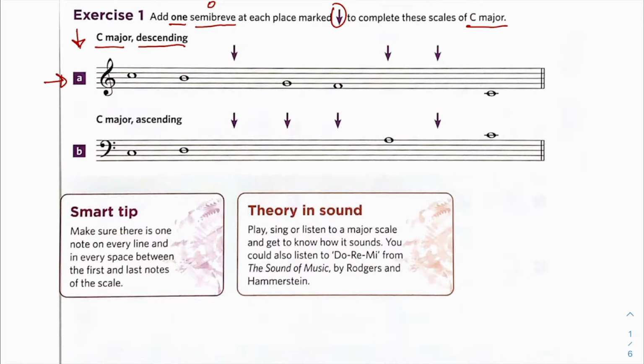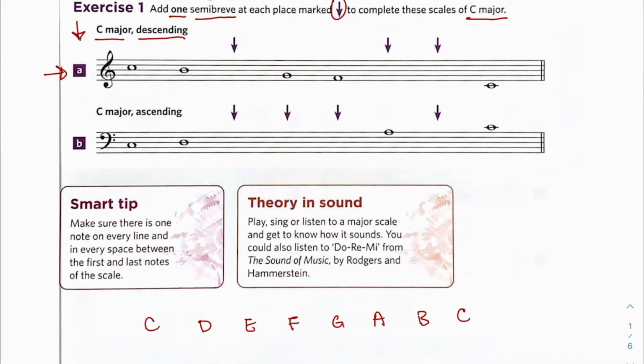The first thing we can do is to write out the 7 letters in music. They are C, D, E, F, G, A, B, and now we're going to repeat C. Since we are going in descending order, we will be going down like this. Question A is in treble clef. The first note is a C in treble clef. Second note is a B.